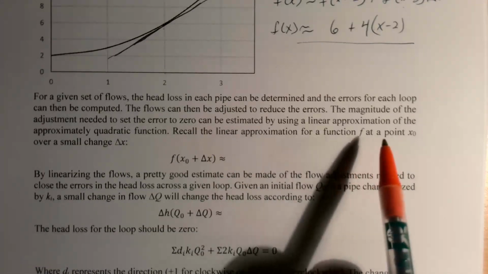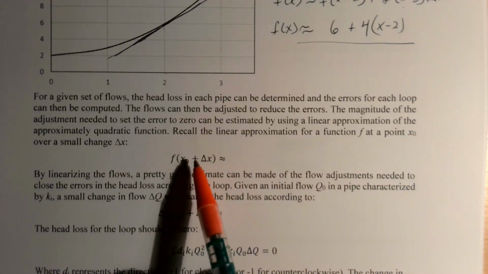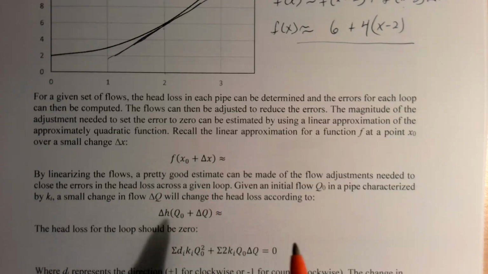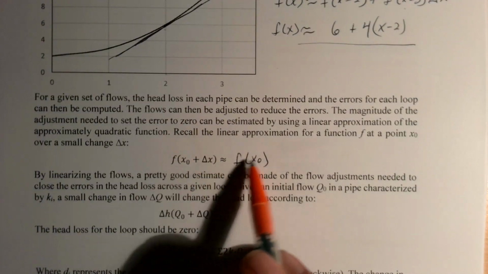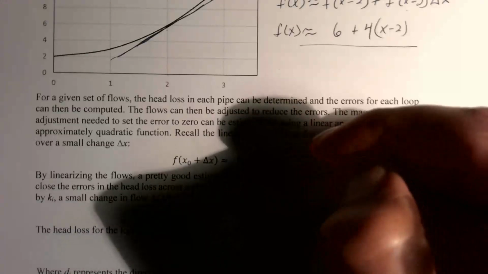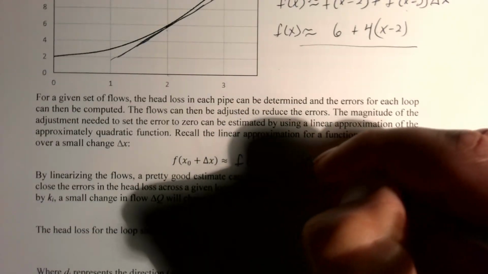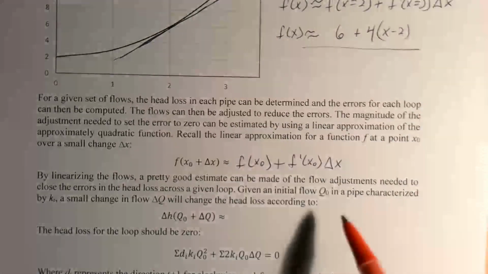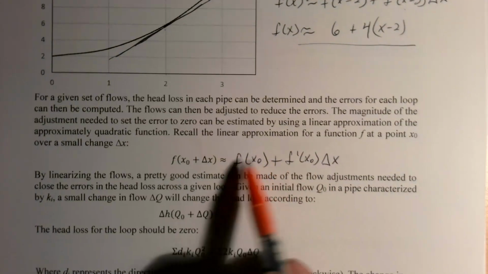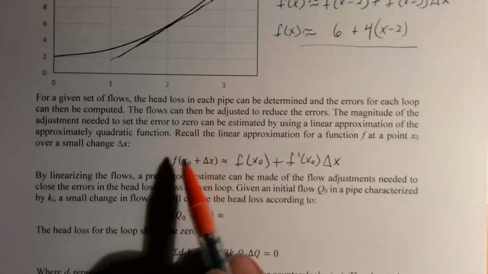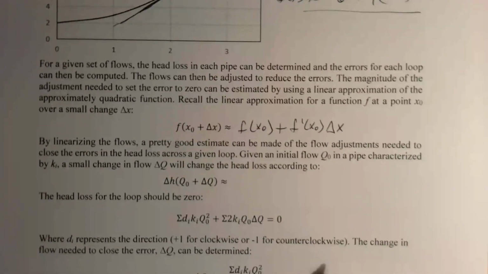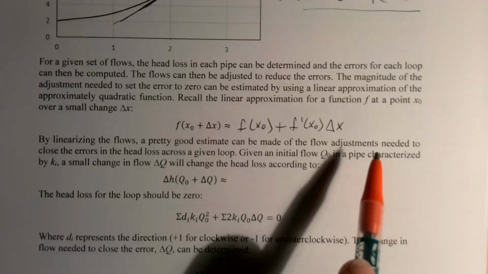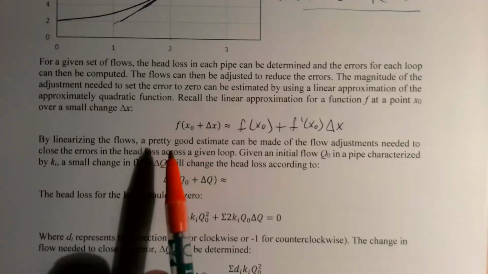So the linear approximation for a function f is f of x0 plus delta x is equal to, again, the starting point. So if I make a small change, delta x, it's equal to the starting point plus the derivative at that point times that small change in x, okay? So the starting point plus the slope times the change in x is approximately equal to the value if I go slightly up or slightly down from that point. And so by linearizing flows, we can come up with a pretty good estimate of the adjustments that we need to close off the errors across a given loop.